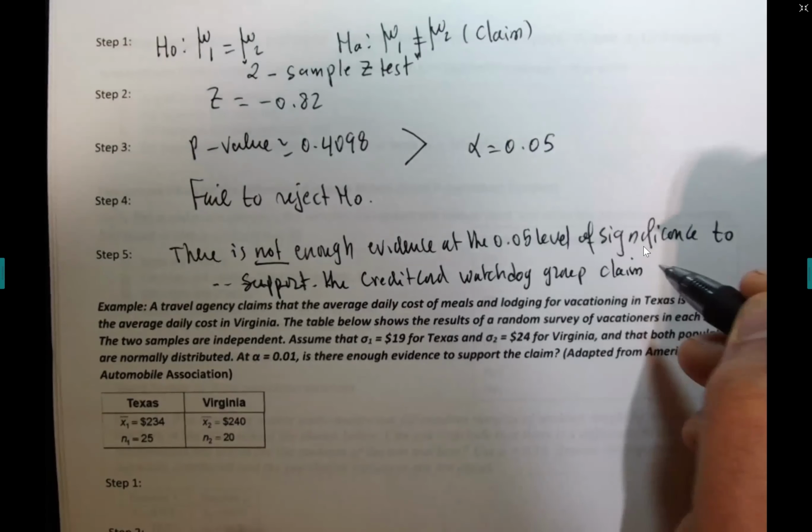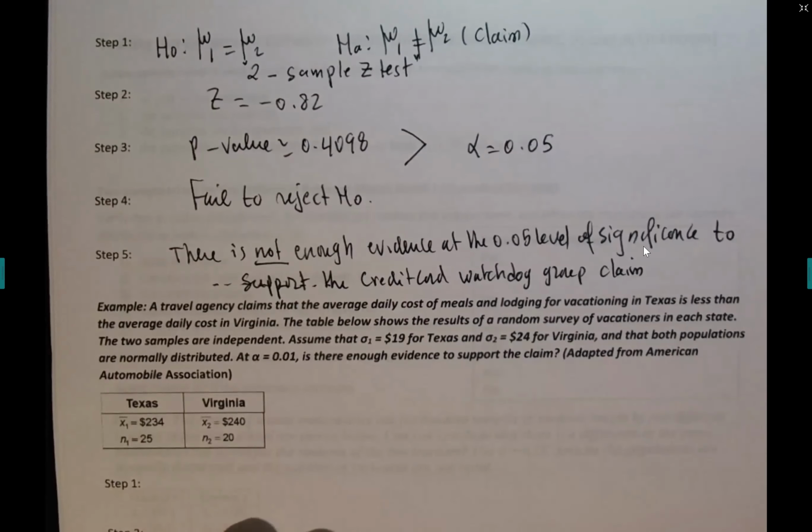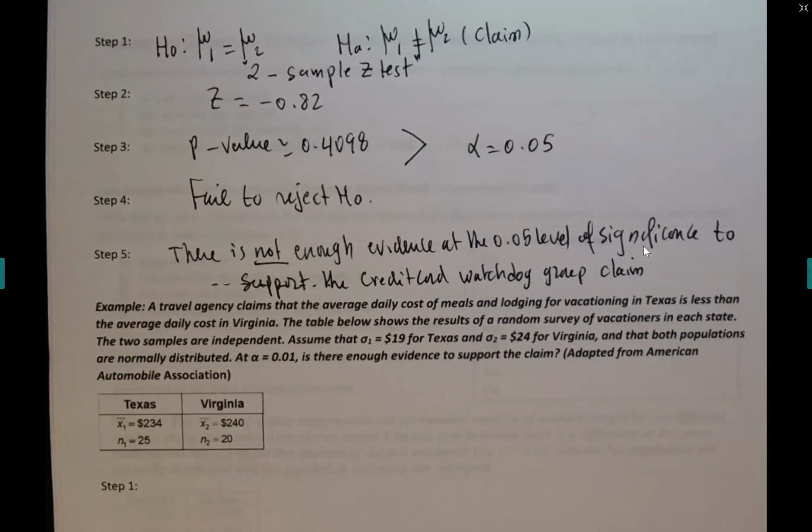So that means their claim might be not correct. We could not support it. That's it. Not enough evidence at the 0.05 level of significance to support the credit card watchdog group claim that there is a difference in the mean credit card debts of households in California and Illinois. All right. That's the first question.